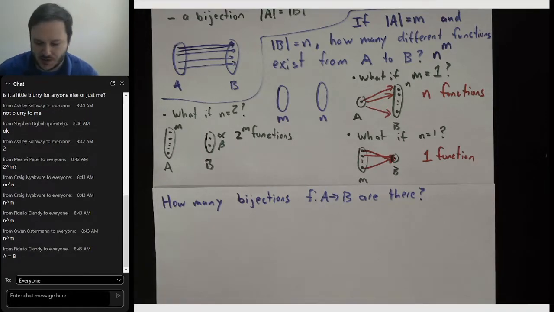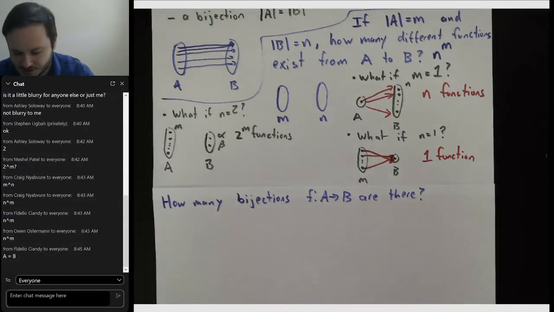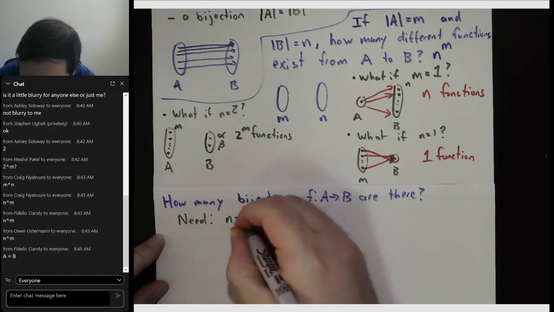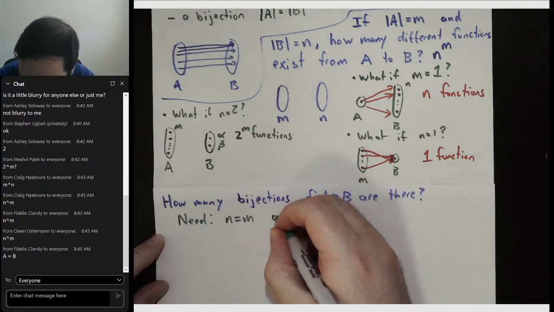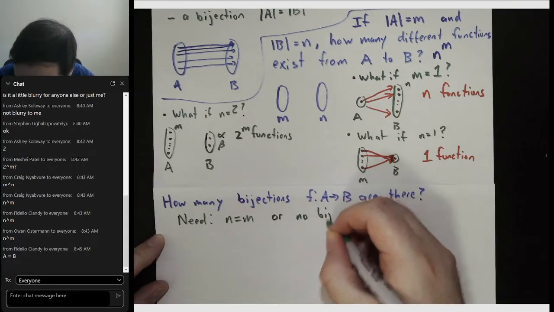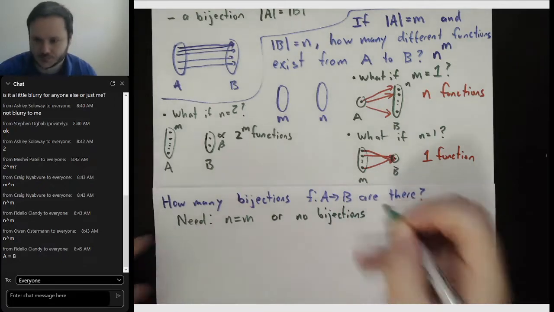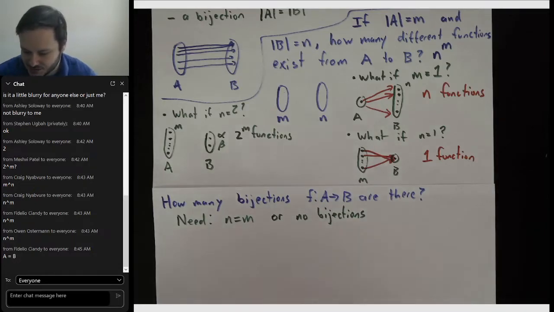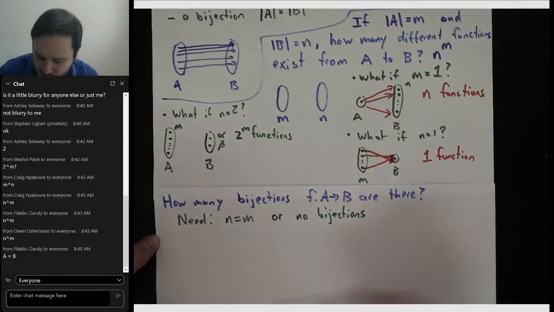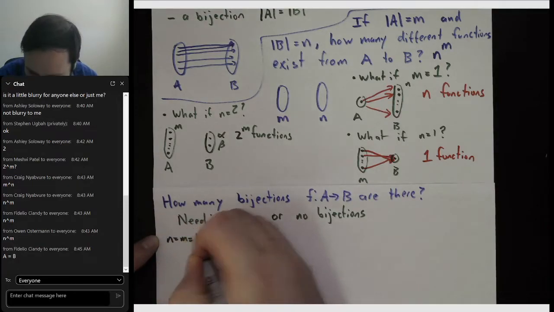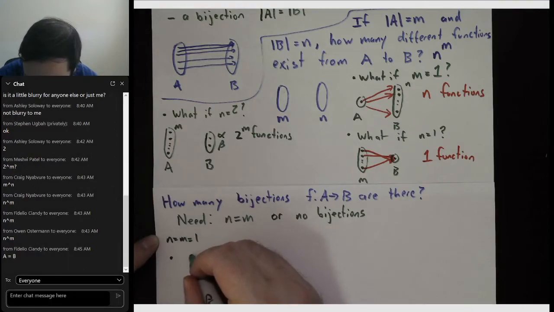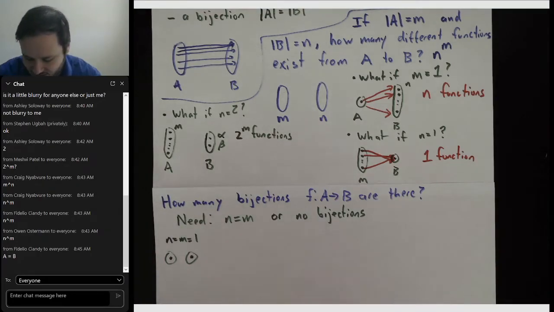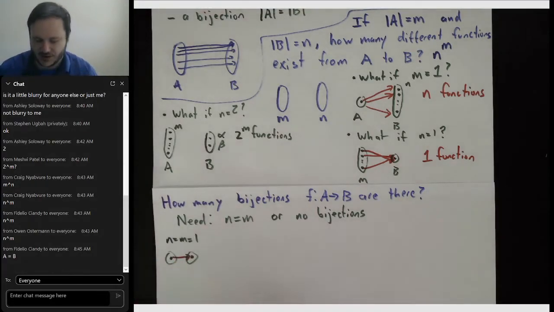We still need A to be equal to B, or in this case, n to be equal to m, or there are no bijections. Okay. So now let's do the same thing. Let's try some small cases. See if we can figure it out. So n equals m equals 1. Nice easy case. How many bijections are there?